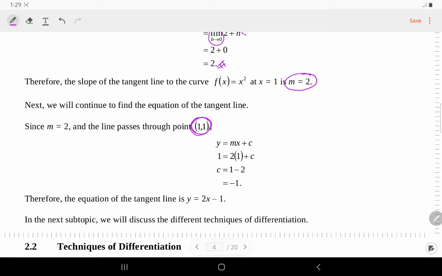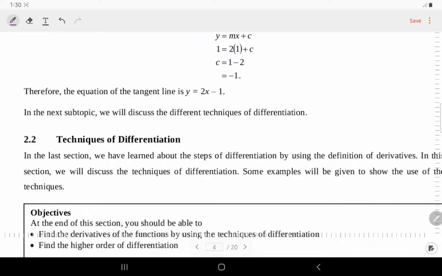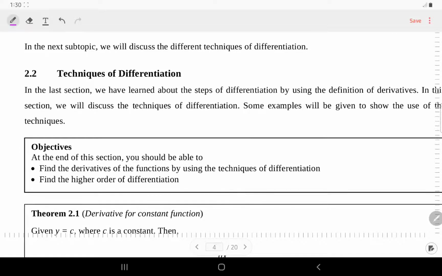Okay, that's the relationship between the differentiation using the first principle and the concept of tangent line. Okay, where we can get the value of slope of that tangent line with using the formula for first principle, okay, differentiation tu. Okay, and then we proceed with the next subtopic, which is the techniques of differentiation.